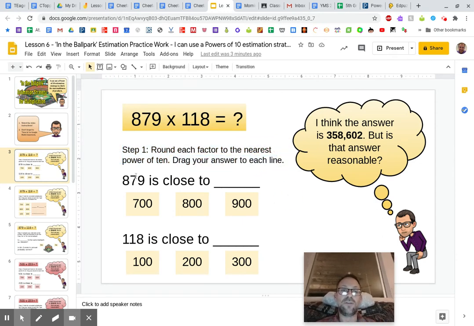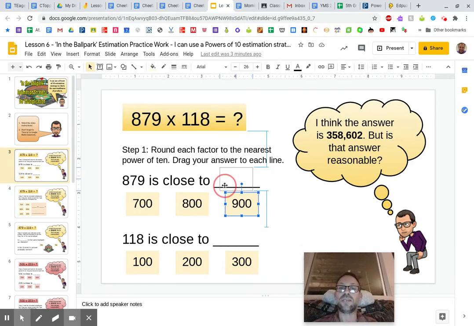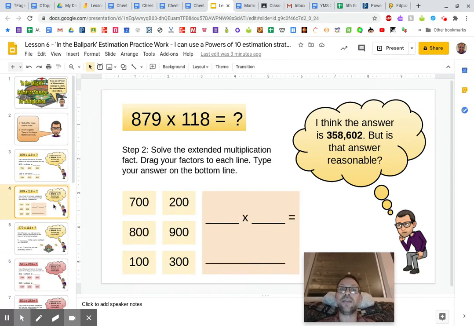So once you've rounded, in this case, 879, to whatever you think the closest multiple of a power of 10, technically, whether it's 700, 800, or 900, you grab what you think it is, and you drag it up to the line and leave it there. And you'll do the same for the second factor, 118. All right, when you're done with that, you go on to step 2, the next slide.